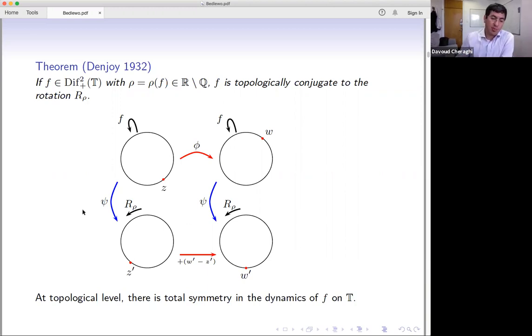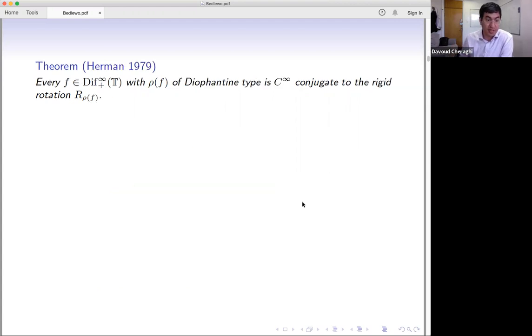So this becomes a bit more interesting if we look for phi that are of higher regularity. This is a huge topic: the problem of how you can go from some information about the regularity of f to information about the regularity of the conjugacy psi. I will just mention two main results in this direction, but as I say, there is a huge theory for this.